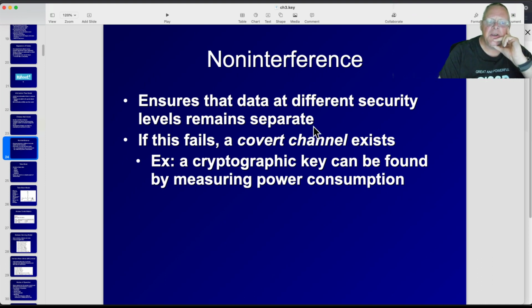Anyway, this is actually quite difficult. If your top secret data has some effect on, say, unclassified data, then that's a covert channel where someone can observe something unclassified and deduce something about top secret information. And that turns out to actually be very difficult to achieve in real hardware. For example, you might look at the power consumption or the radio emitted by a computer or something else.